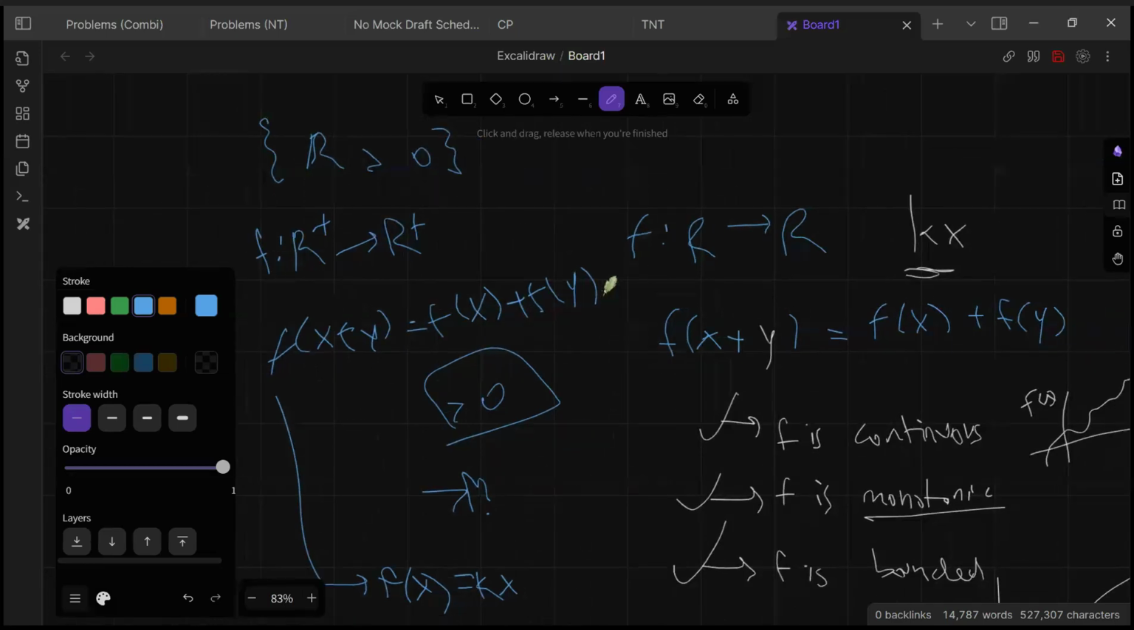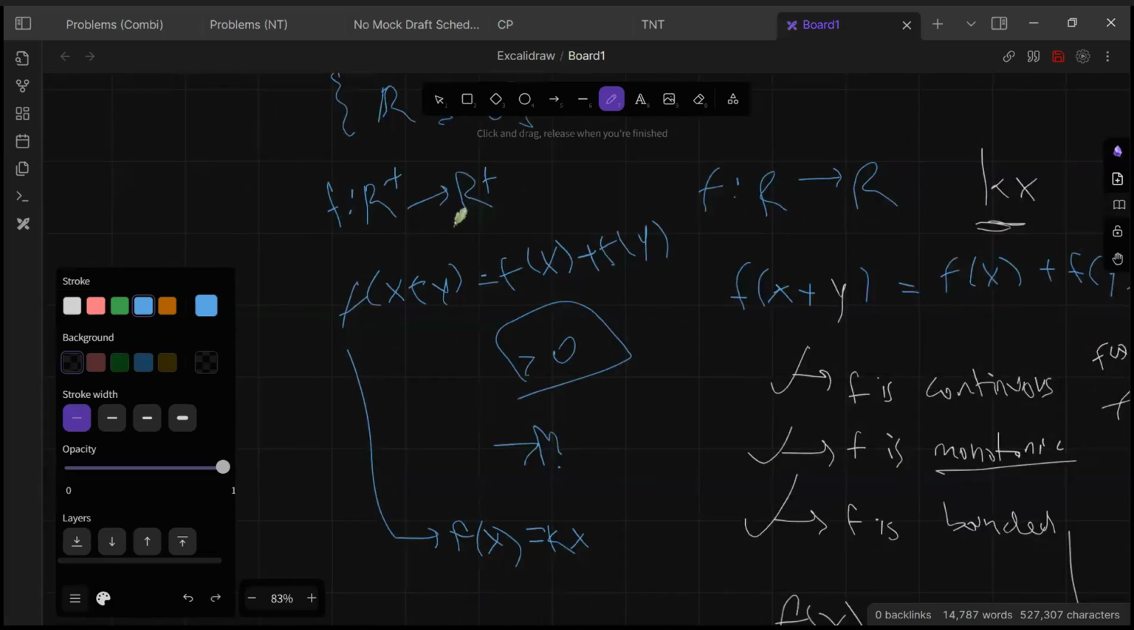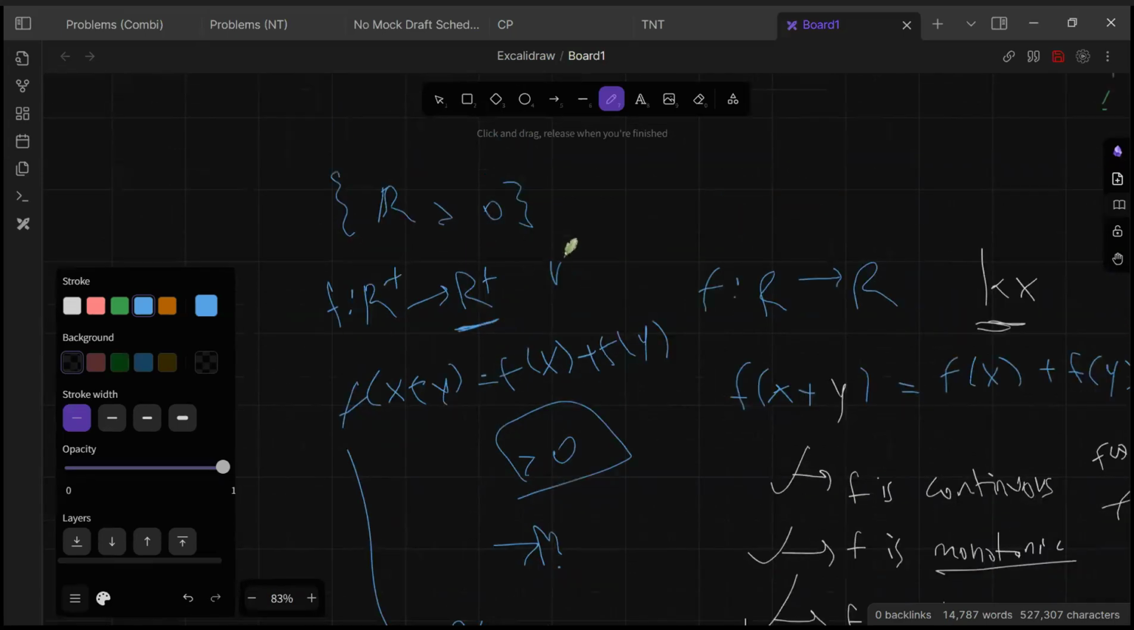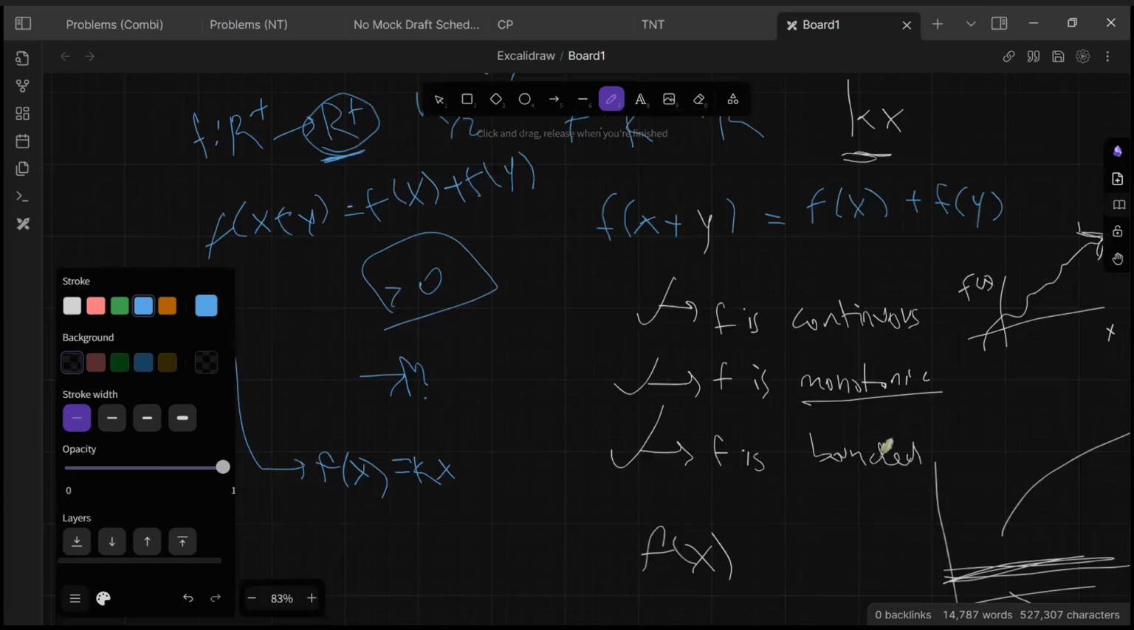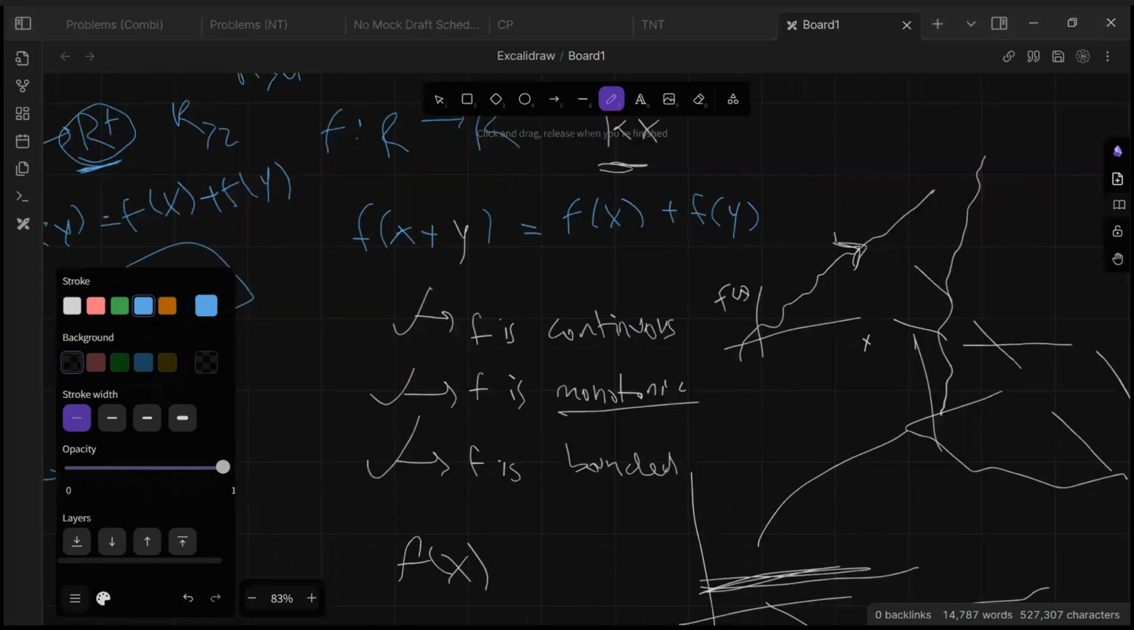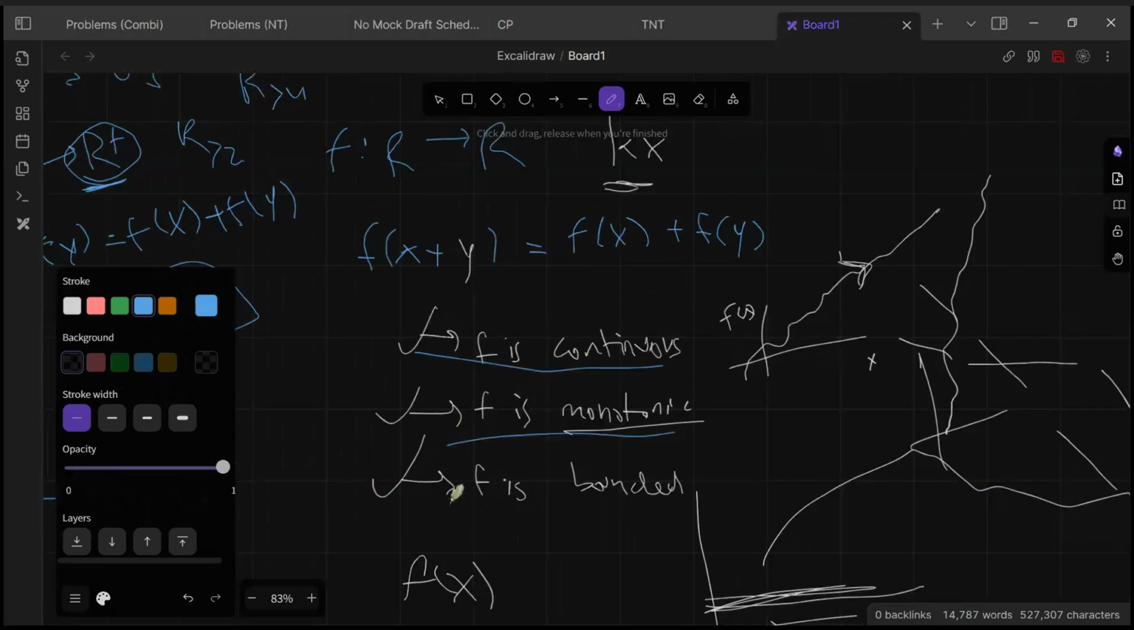So if this set is already bounded on its own, like R greater than 2, or R greater than 4, or R less than 2000, then I can definitely say that f(x) is kx. I hope that's clear. I haven't proved this, and I will not prove this. But does this imply all three or one of them? No, only one of them is fine.